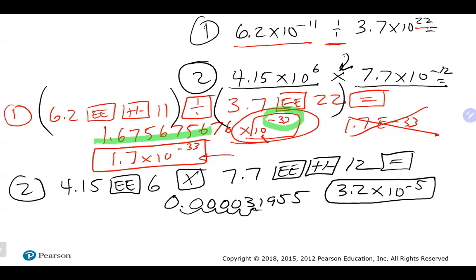Any questions on that? If you're not sure where your exponent button is or not sure how to use it properly, just come see me at some point. We will figure it out together. I'll be happy to show you. Other than that, that should wrap up chapter 1.